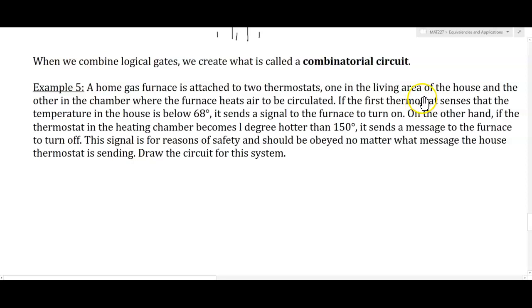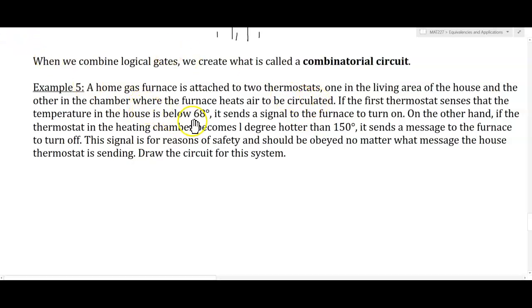This signal is for reasons of safety and should be obeyed no matter what message the house thermostat is sending. So we kind of have this override switch that if the thermostat in the furnace is getting too hot, then we've got to turn off the furnace.